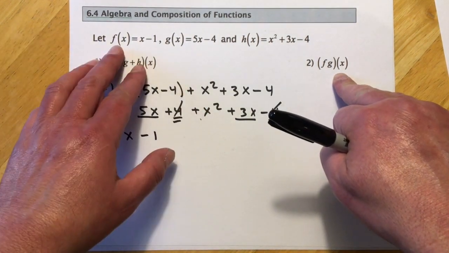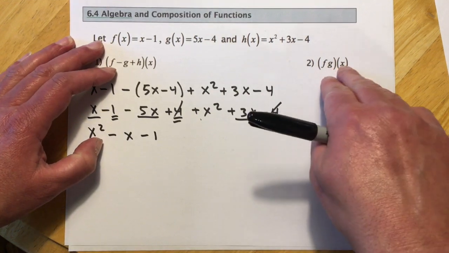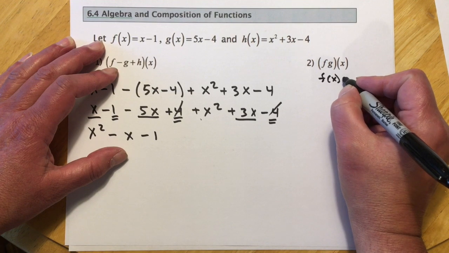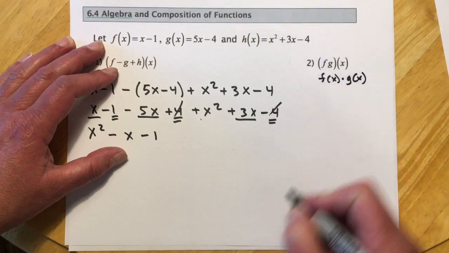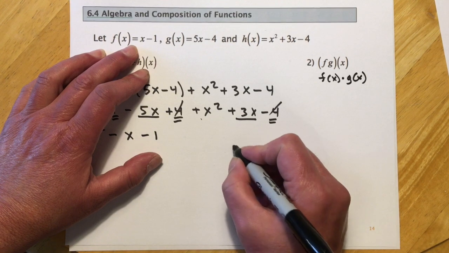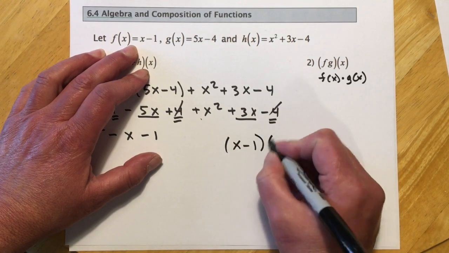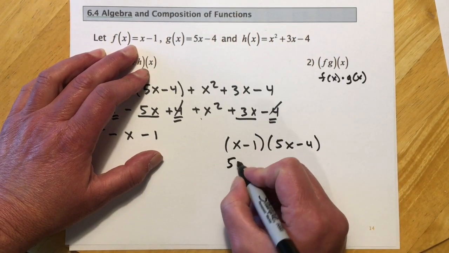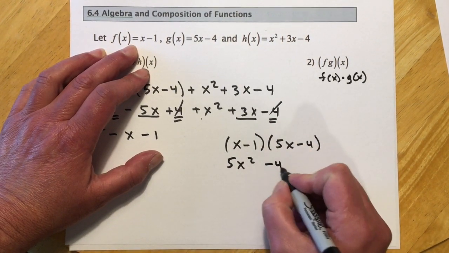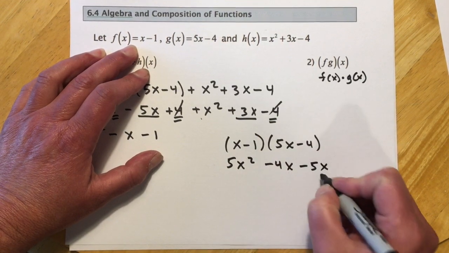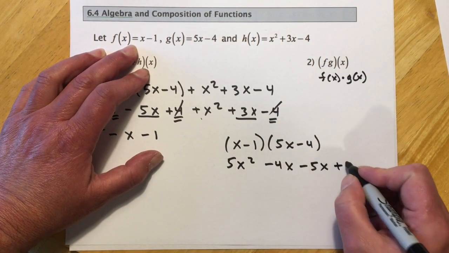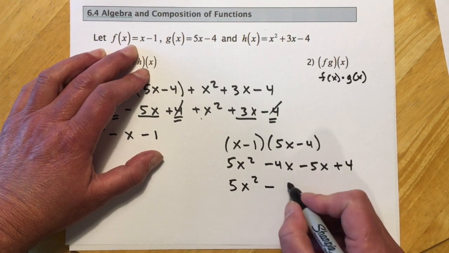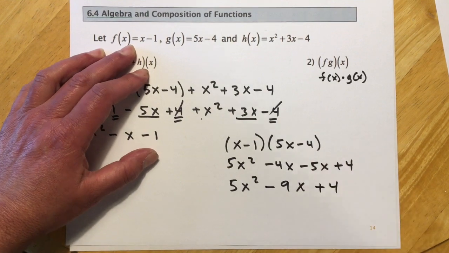This one is f times g, so it's just a FOIL. And it's not times x, it's of x. So it's the same as saying f of x times g of x. So x minus 1, and then 5x minus 4. So 5x squared outside minus 4x inside minus 5x last plus 4. And then just collect terms. 5x squared minus 9x plus 4.